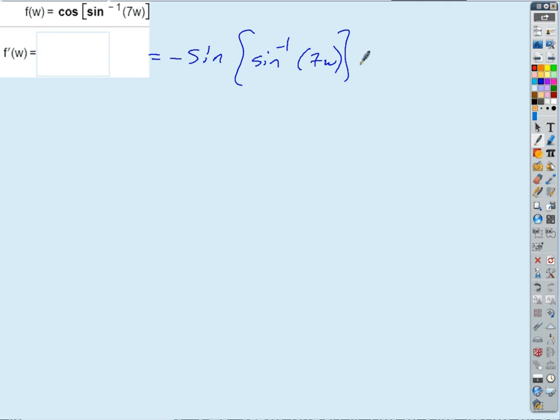The derivative of arcsine of u is u prime over the square root of 1 minus u squared, with 7w squared. And so really, the third layer is: what's the derivative of u? So the u prime that goes on top is what? 7. There you go, right? So that's our answer. Okay? And would you need to simplify it from there? You do. So we want to go further.